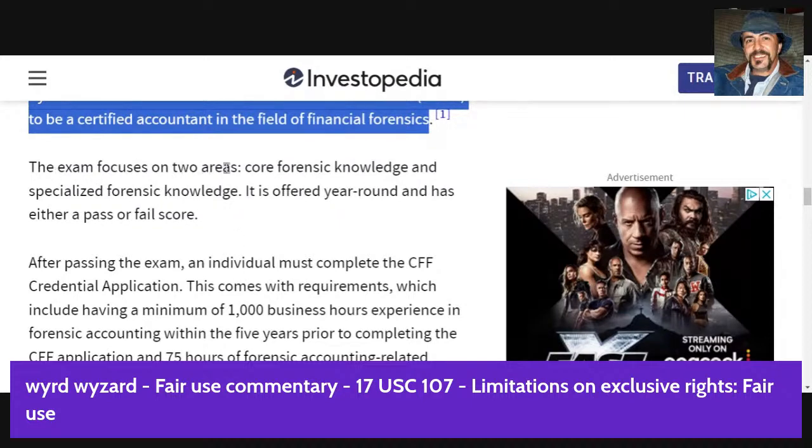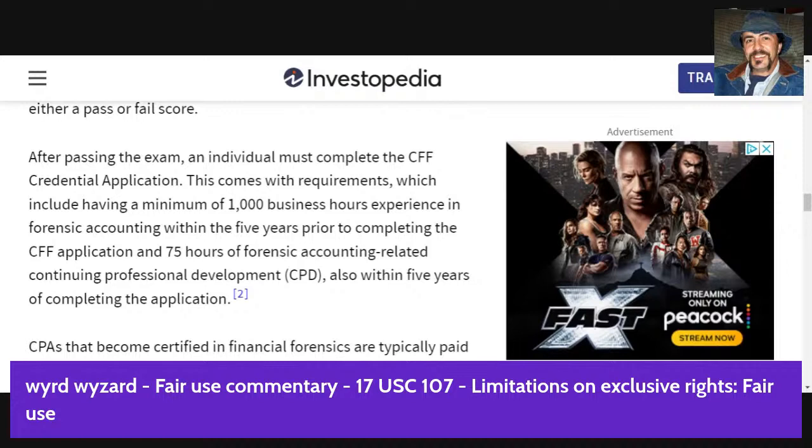The exam focuses on two areas: core forensic knowledge and specialized forensic knowledge. It is offered year-round and has either a pass or fail score. After passing the exam, an individual must complete the CFF credential application. This comes with requirements which include having a minimum of 1,000 business hours experience in forensic accounting within the 5 years prior to completing the CFF application, and 75 hours of forensic accounting related continuing professional development also within 5 years of completing the application.